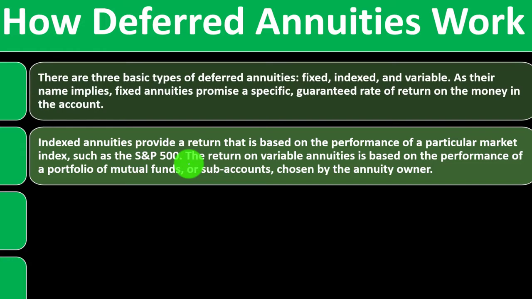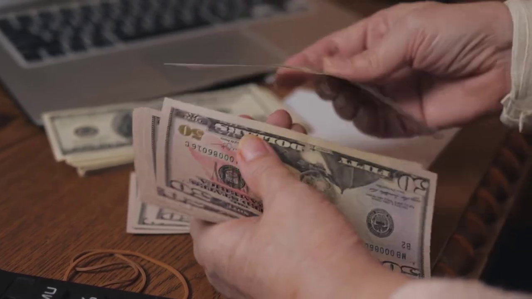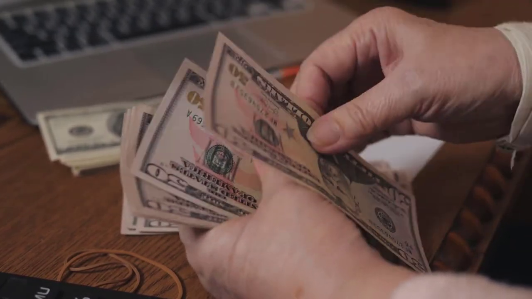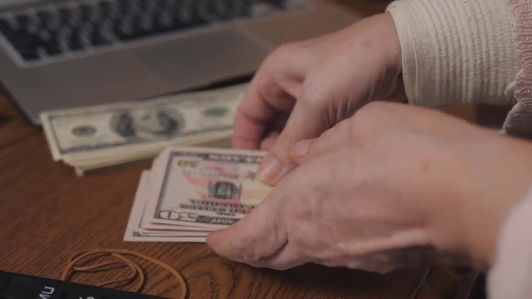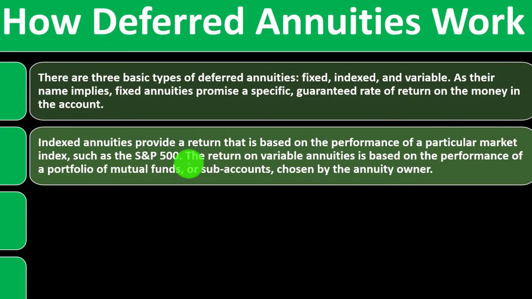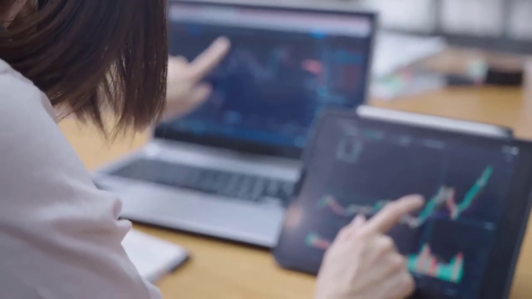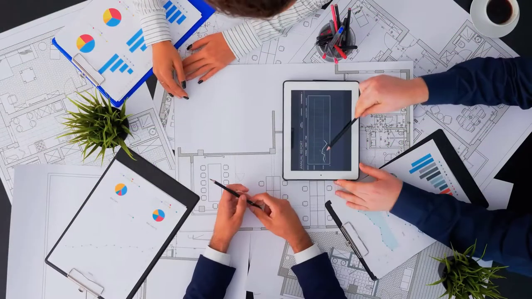For example, if they tie it to the S&P 500 or something like that, then if there's a fluctuation in the market upward, that could be a good thing. But of course, with that risk comes the potential that the market goes down, which would be a bad thing. So it's not as stable as the fixed type of annuity. It really depends on what you're looking for in your overall plan or strategy, as to whether you would want to take on more risk and possibly get access to more gains or not.